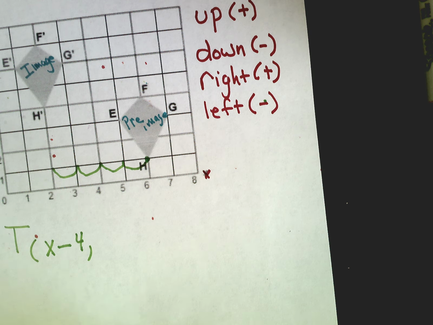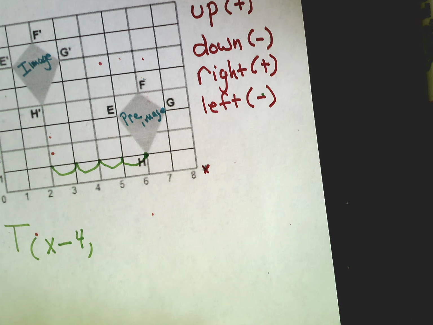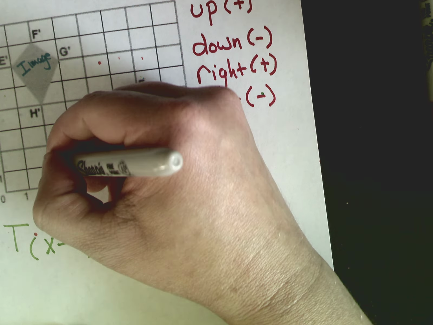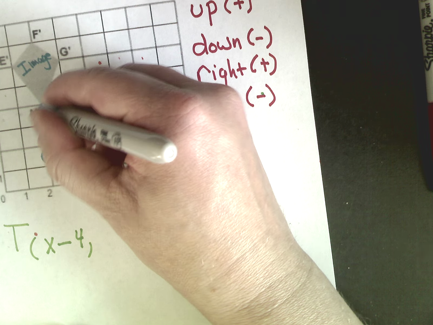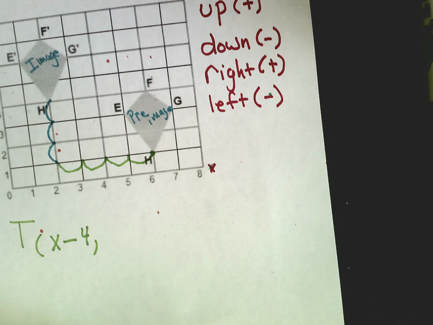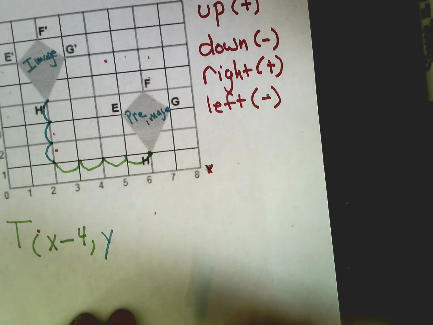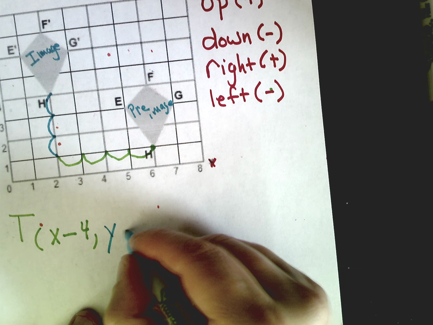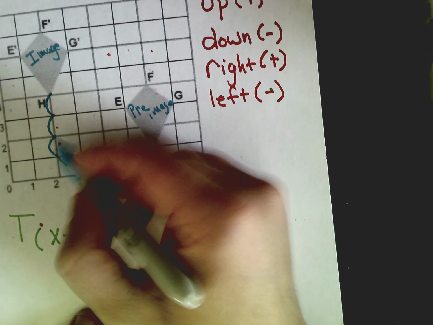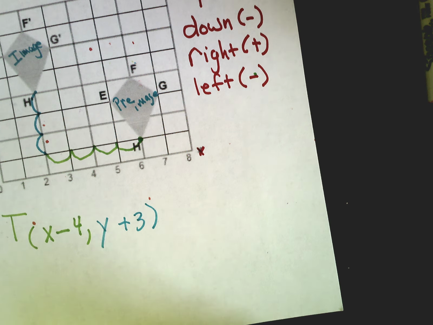Now, next one is, well, this is not good enough. H prime is all the way up there, so I got to climb a little bit. So I'm going to go this way now. 1, 2, 3. And so y, I went up. Up is positive. Plus, because it's positive, 1, 2, 3. And that's the rule. Now, this works for all the points.